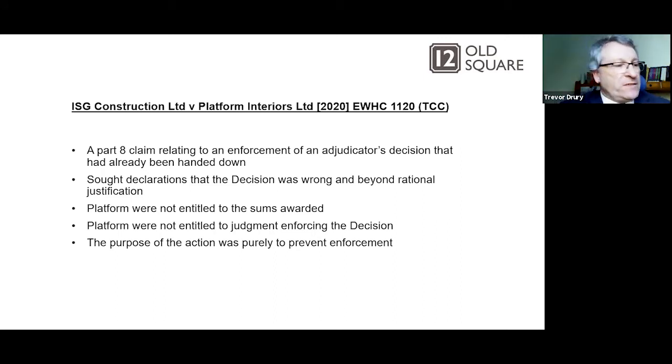So this was a Part 8 claim relating to an enforcement of an adjudicator's decision that had already been handed down. So often you get the Part 8 and the Part 7 together, but this time the Part 8 followed. So it sought declarations that the decision was wrong and beyond rational justification, Platform were not entitled to the sums awarded, Platform were not entitled to judgment enforcing the decision, and the purpose of the action was purely to prevent enforcement.